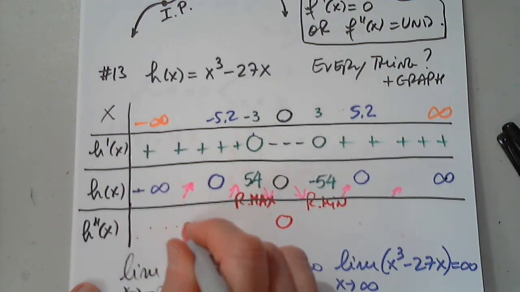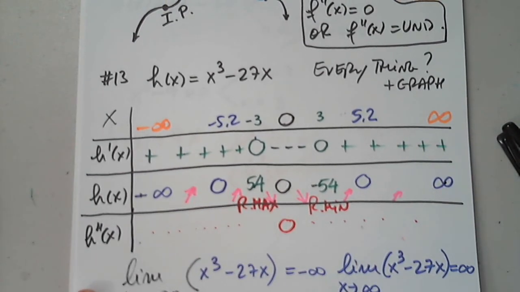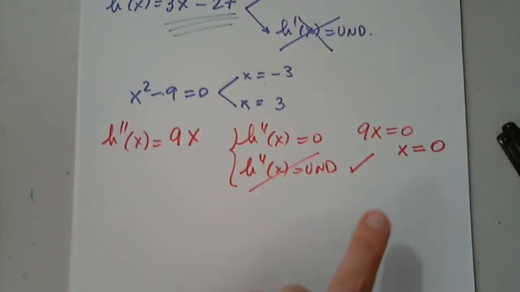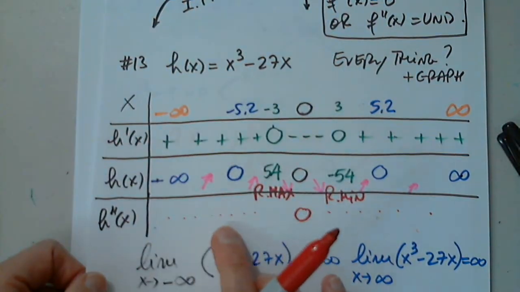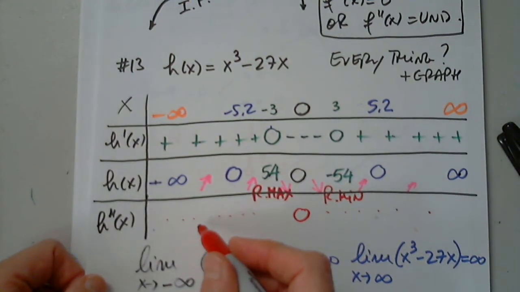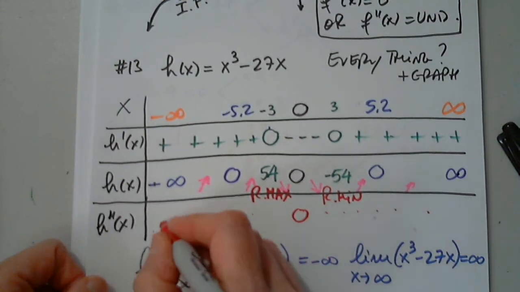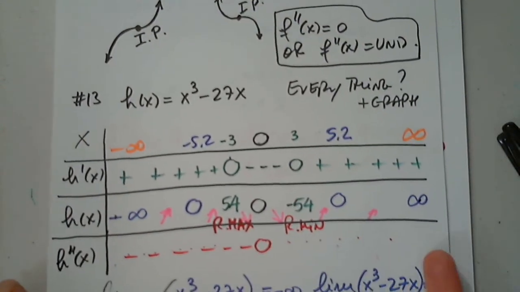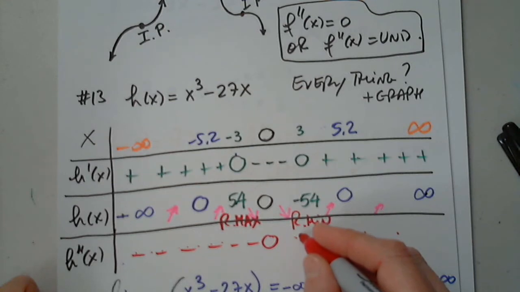So then I go back here. Now I need to study the sign of the second derivative. And then I'll explain how this works in a minute. Okay? So 9x. Can you pick a number to the left of 0 and tell me the sign of 9x? Negative. And pick a number and tell me the sign of 9x to the right-hand side of 0. Positive.